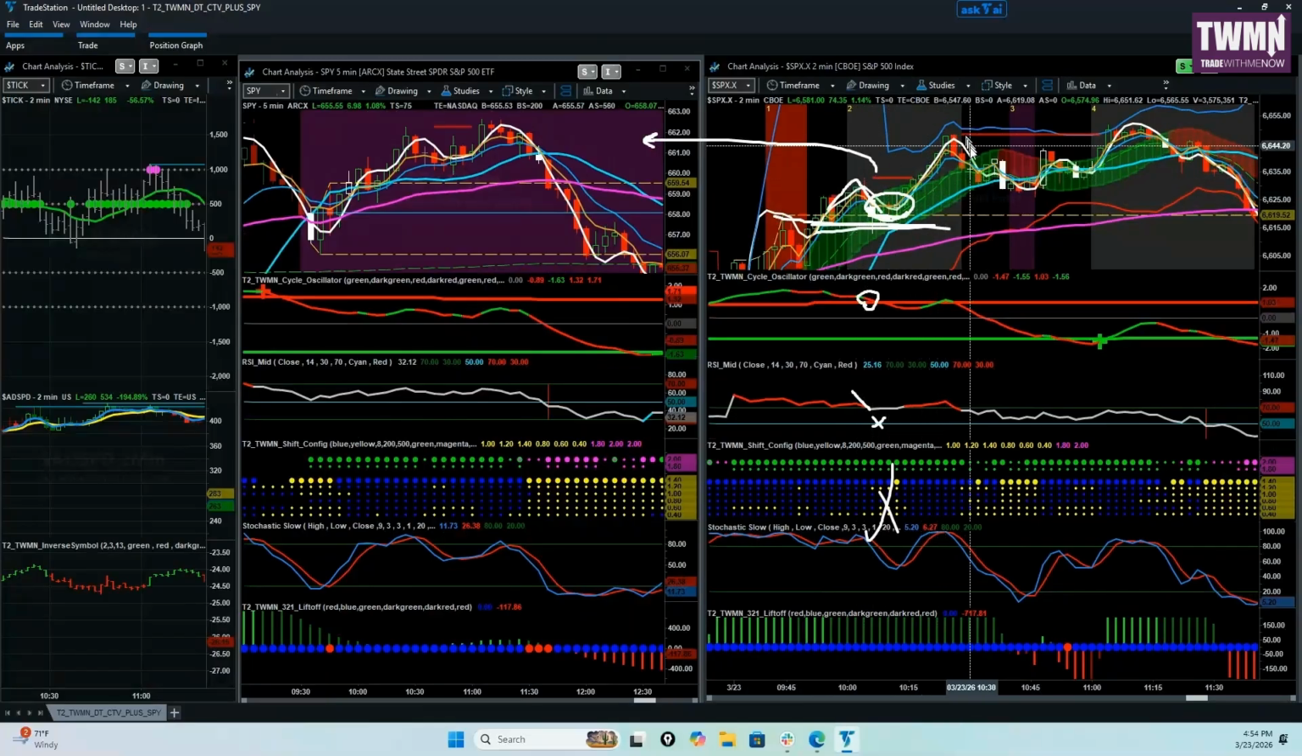And what did it do? It came right down to this level right here where I got my cursor and crosshairs. It did look like it was going to break through it, but you got the 20 right below it. So you got a lot of support right here, and it bounced. Came back up, didn't take out the highs here, and then it failed again, came down to the 20.